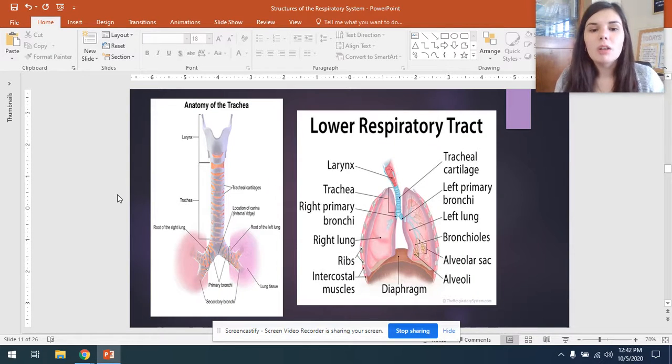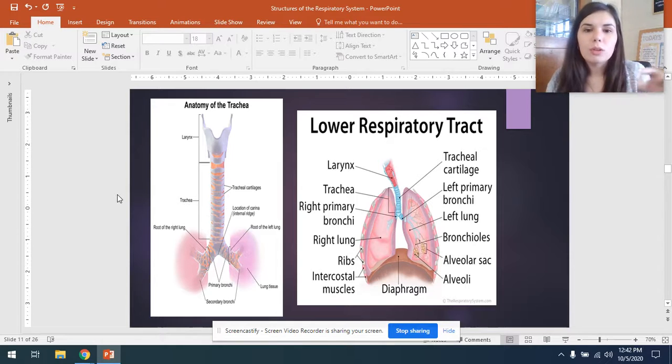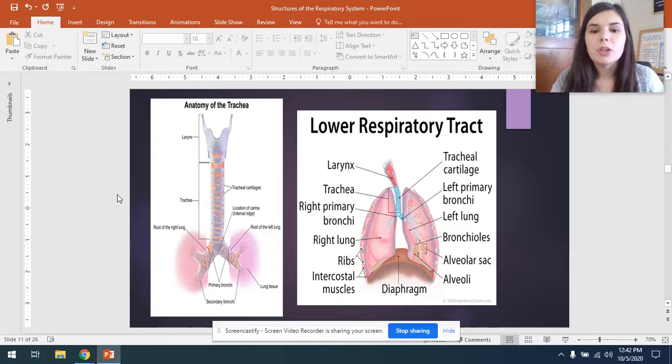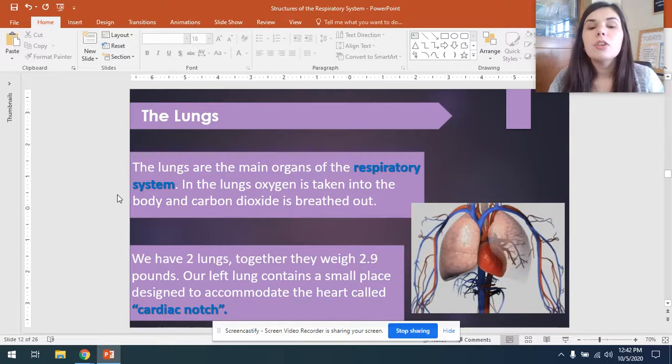Here's an image of what all of that looks like together. Your trachea, as you can see, is wrapped with those bands of hyaline cartilage. On your lower respiratory tract, you can see the trachea all the way down to the diaphragm. You can see where everything breaks off into the different bronchi, into the lungs. The lungs are the main organs of the respiratory system, and inside the lungs is where we take in oxygen and breathe out carbon dioxide, which again takes place in the alveoli.